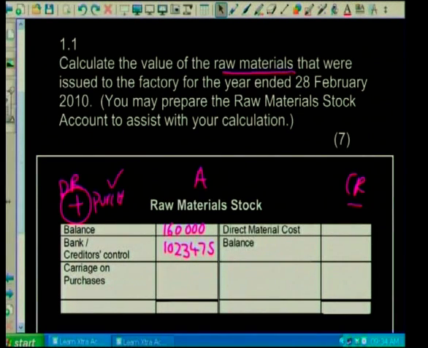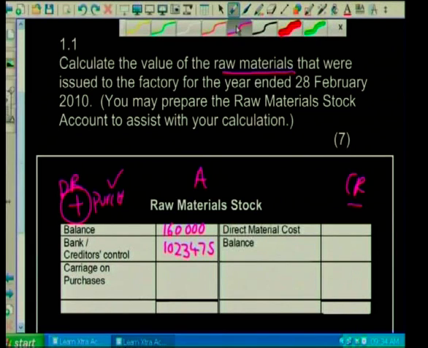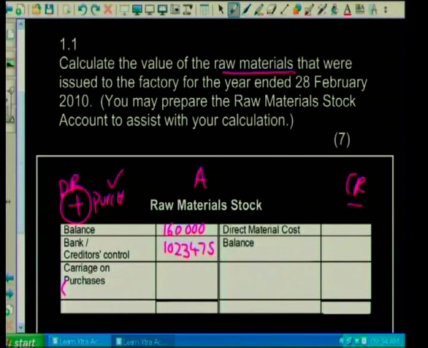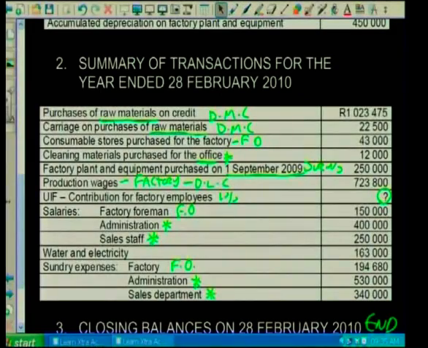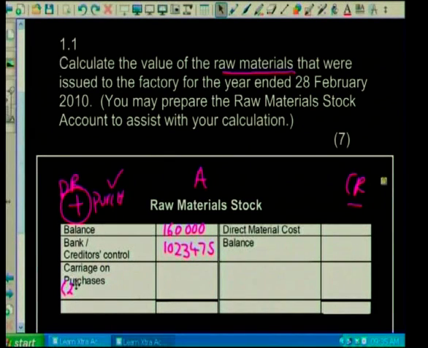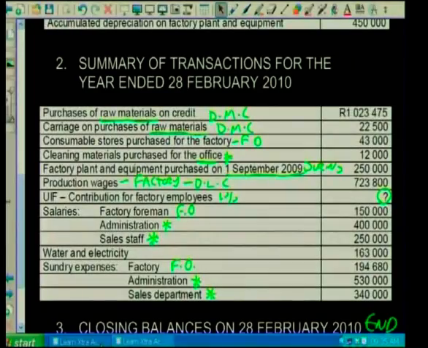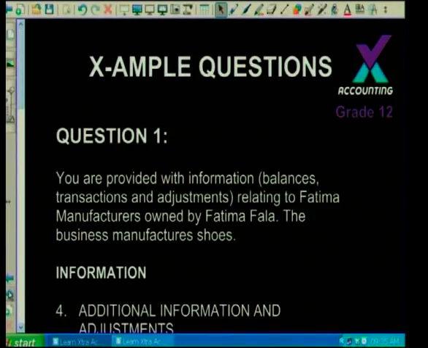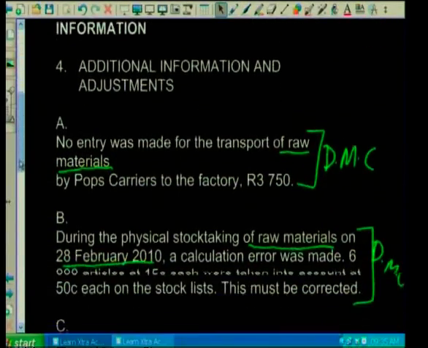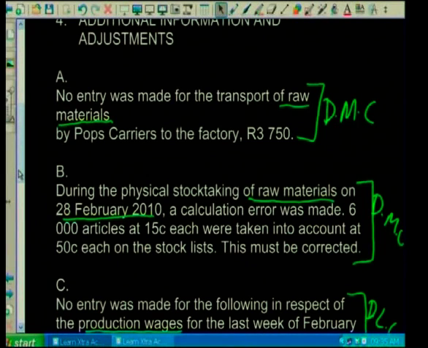Okay, and guys, I'm going to actually put this amount in brackets because we've actually had an adjustment on carriage on purchases. So we've got an amount of 22,500, and I'm sure there was an adjustment on carriage on purchases. Let's just find that adjustment. So back to your question. Okay, additional info, that's where I remember reading this. Yeah, there we go, adjustment A.